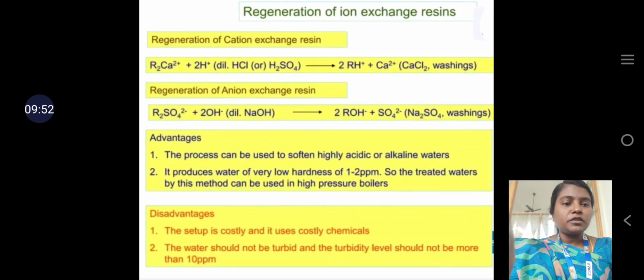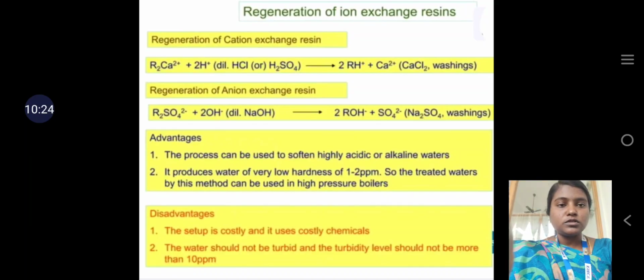It's an efficient method, but its capital cost is very high when compared to reverse osmosis and other softening methods. And then it needs keen observation, so we have to give more attention. That means we need manual support. As well as one more thing, we cannot treat turbid water by this method. This is the main disadvantage of this demineralization process.